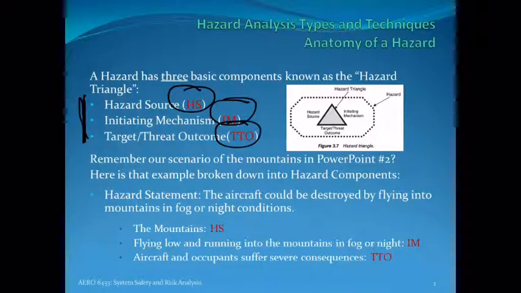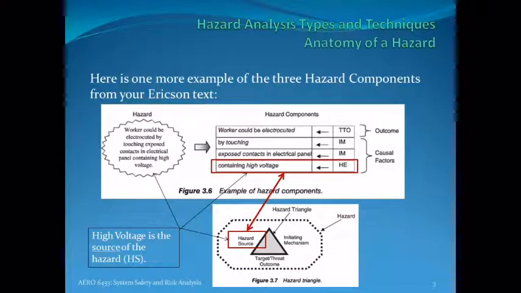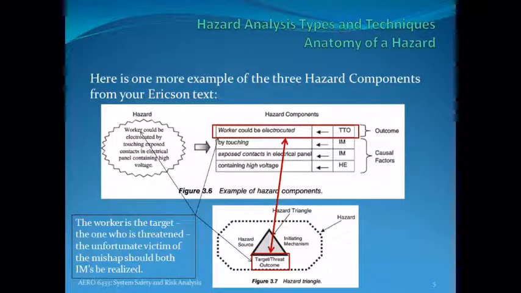The target threat outcome can also be thought of as the victim, the person or property, the victim of the mishap, in this case, burning down the house. In the example given in our Erickson text, we see that high voltage is the hazard source. Exposed contacts and touching the contacts are two initiating mechanisms. Electrocuted worker is the TTO, the victim of the mishap.